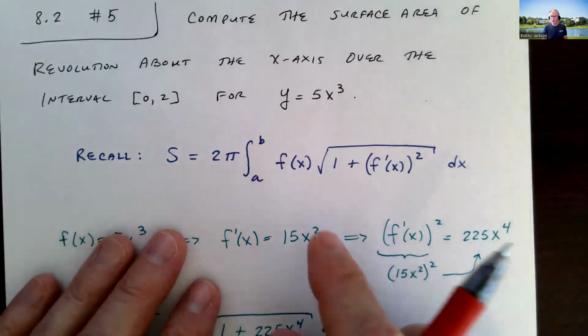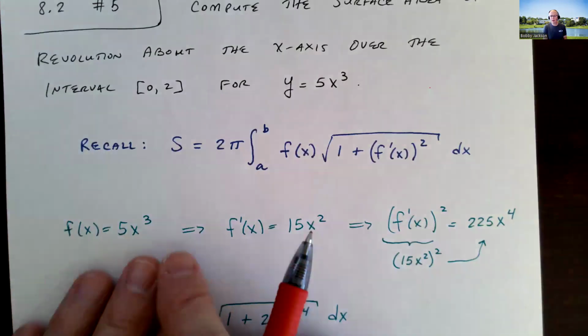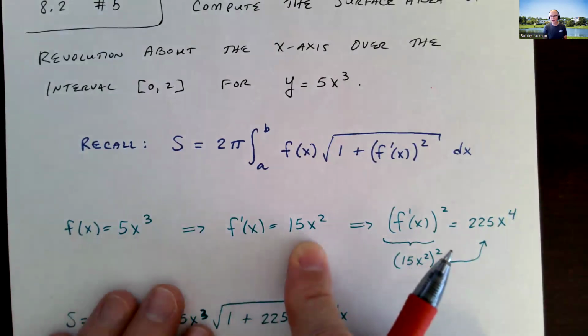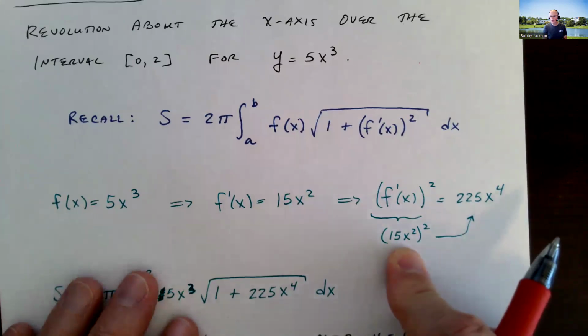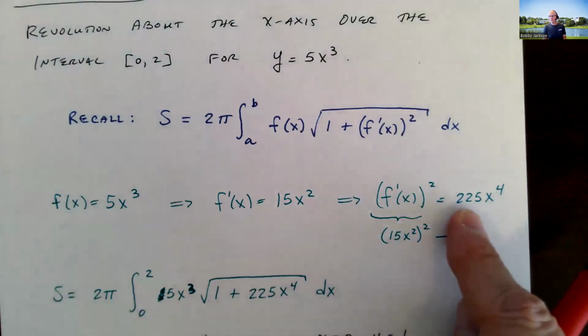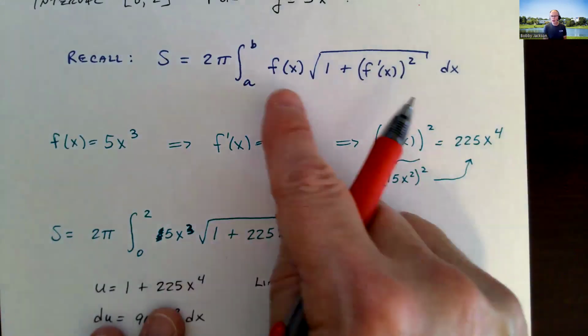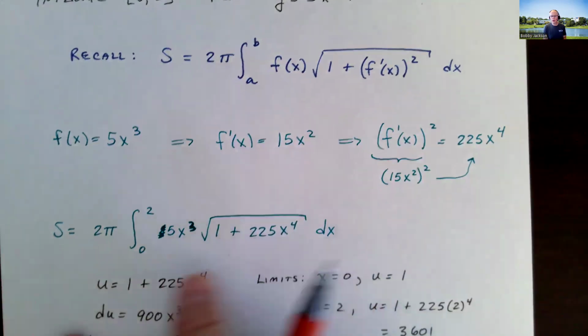At any rate, we can now compute this by taking the derivative of 5x cubed. I'll let that be f of x. The derivative is 15x squared, and so our derivative squared, 15x squared squared, is 225x to the fourth. So this is what I'm integrating. F of x is 5x cubed, times the square root of 1 plus the derivative squared.